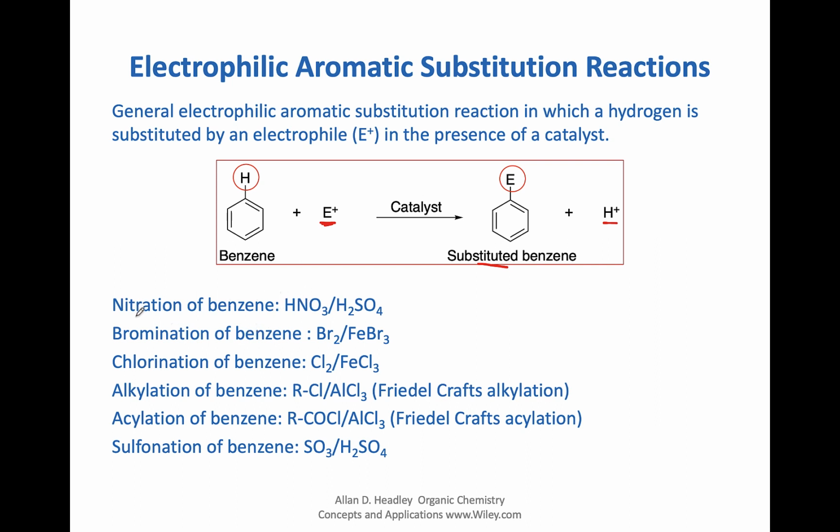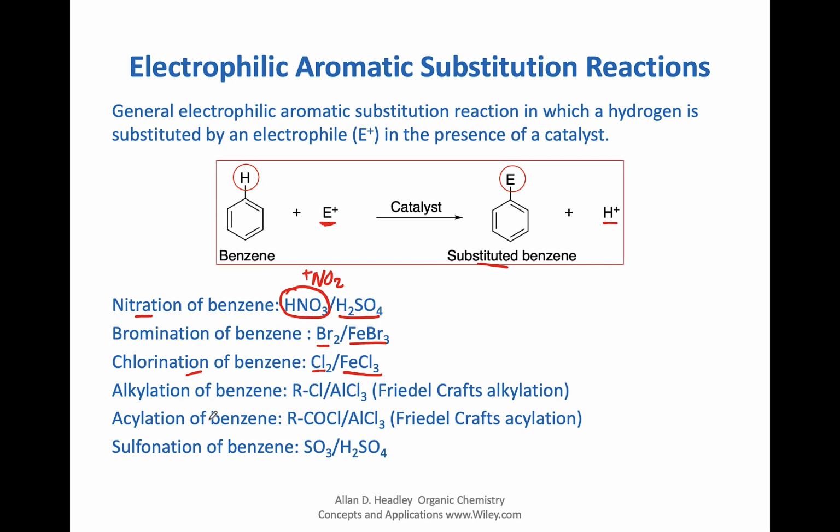Nitration of benzene. Don't forget, this is the real reagent here that generates the electrophile, and the electrophile is NO2+, and here is the catalyst. Bromination of benzene. Bromine is the reagent, and of course Br+ is the electrophile, and here's the catalyst that makes that happen. Chlorination of benzene. Chlorine is the reagent, and Cl+ is our electrophile, and it all happens because of the catalyst, iron trichloride.